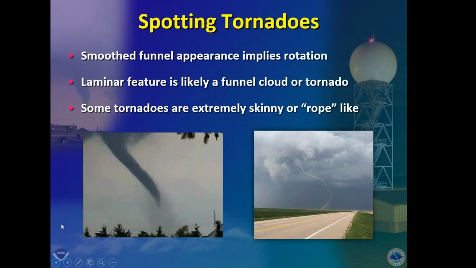And it might be something like you see in this picture here, where you just have that funnel slowly making its way down toward the ground. So that smooth appearance that we talked about, that implies rotation. So a laminar or a striation look to the clouds is likely a funnel cloud or a tornado. And some tornadoes can be rope-like or very skinny. And it can create very similar damage in terms of the damage path. It can create damage just like another tornado can.